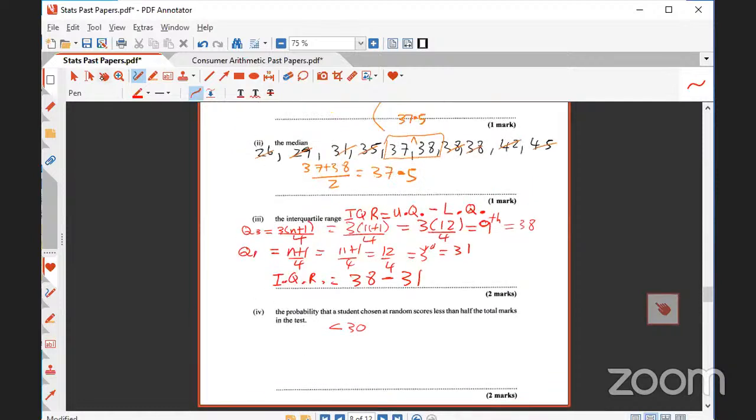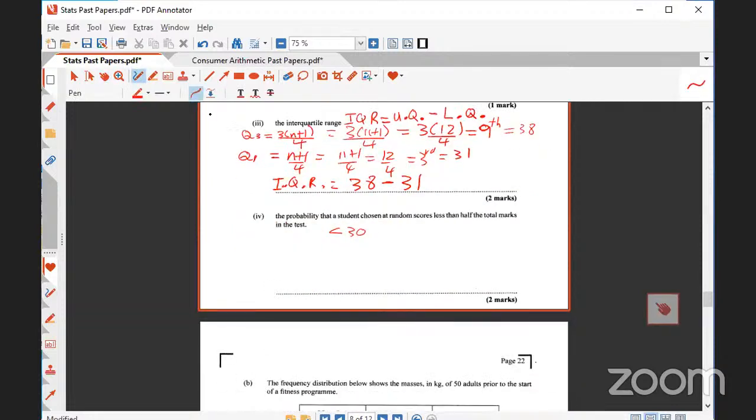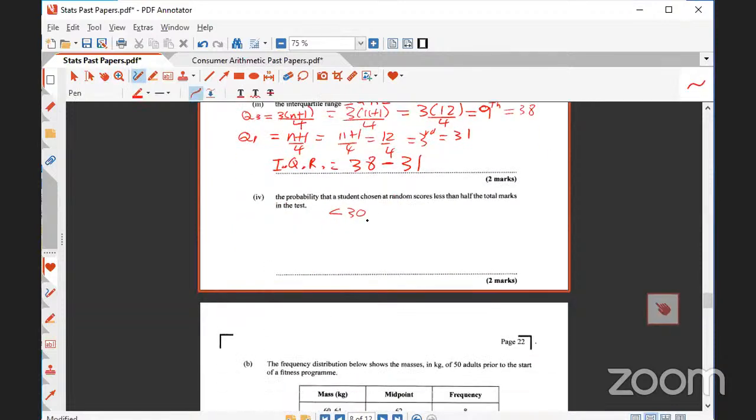Pretty simple here. Go here now. We already have our numbers arranged. 26 and 29. Those are the only two numbers that are less than 30. So that gives us 2. And they said probability, so you have to put it over the total. There are 10 numbers in total. What is my answer? My answer is 1/5.